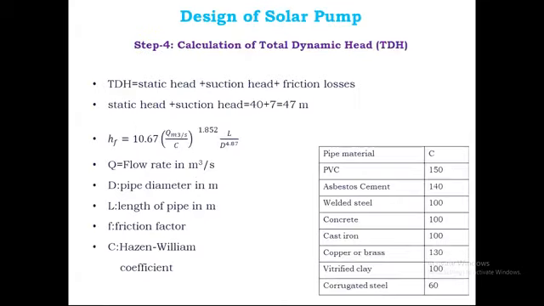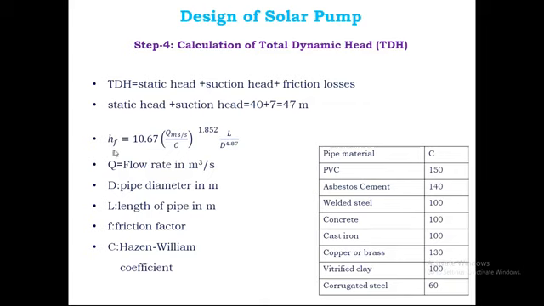But you have to calculate the frictional losses. You are using some type of pipe material. Based on the pipe material, the frictional losses will change. So here different types of pipe materials are there. For different types of material, there will be some coefficient. You have to use this coefficient C, that is called the Hazen-Williams coefficient.